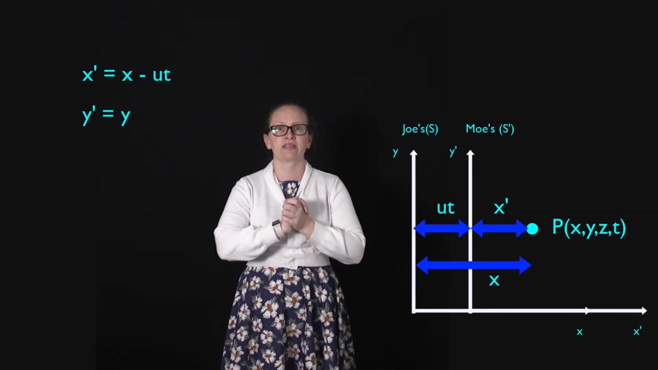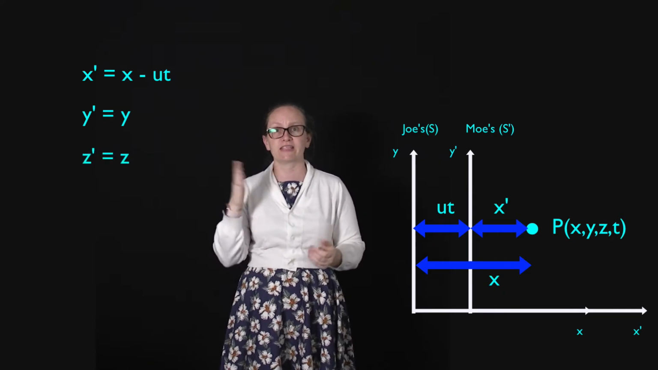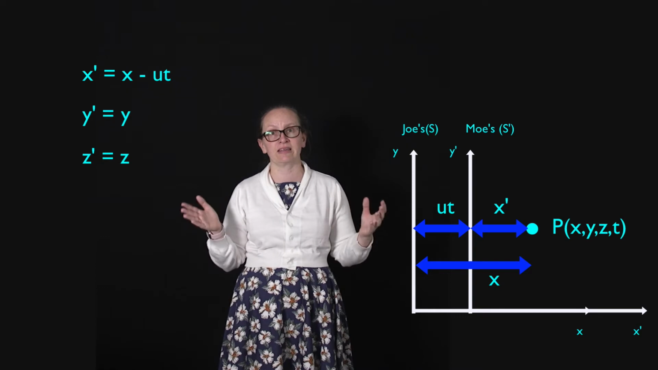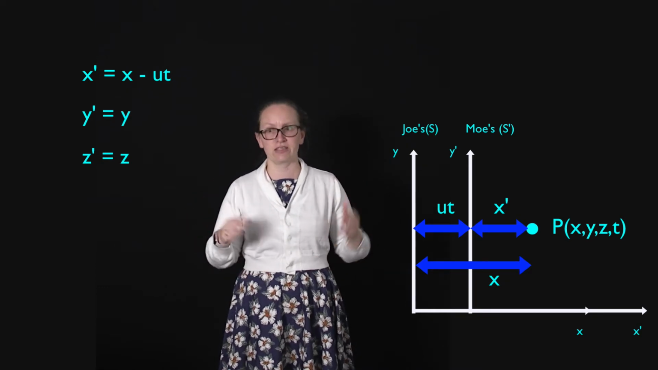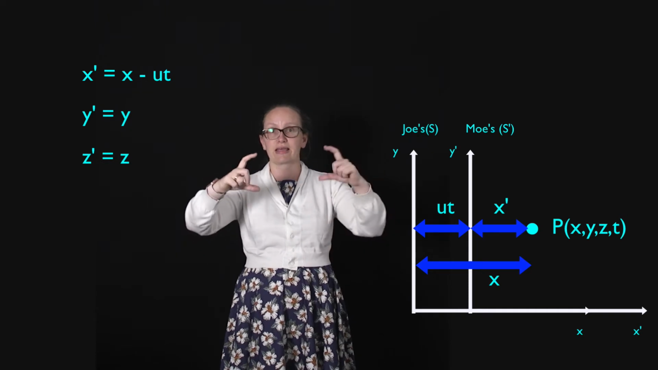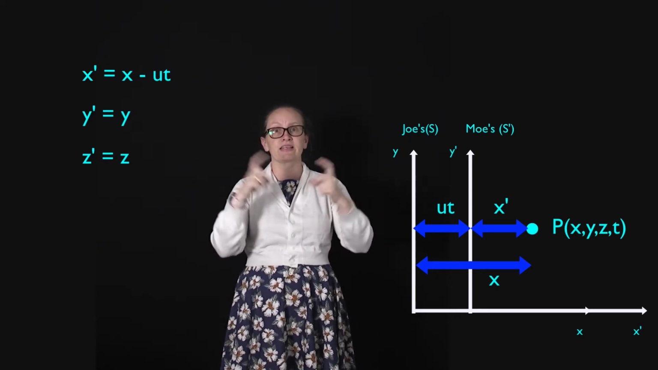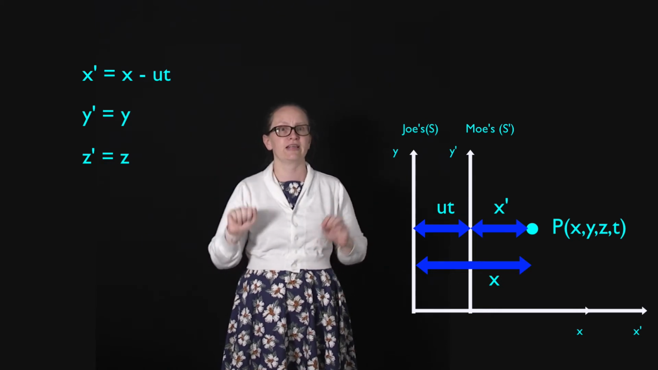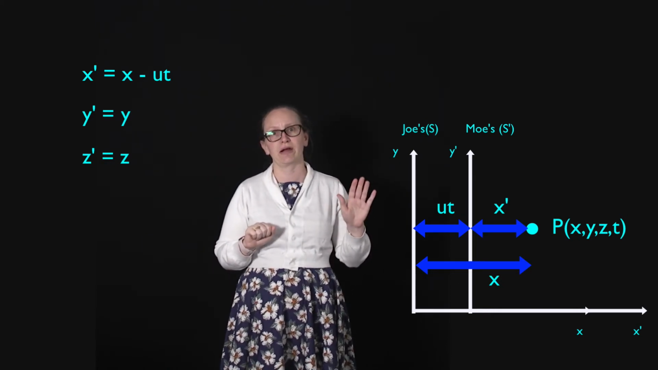Similarly for z and z prime, we have z is equal to z prime, as there is no relative movement in this direction. So if they initially agreed that some length was z and that's the same as z prime, then as there's no relative movement, this isn't going to change at all through time. So z is always equal to z prime.